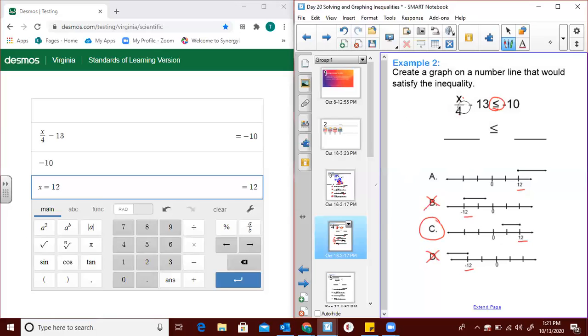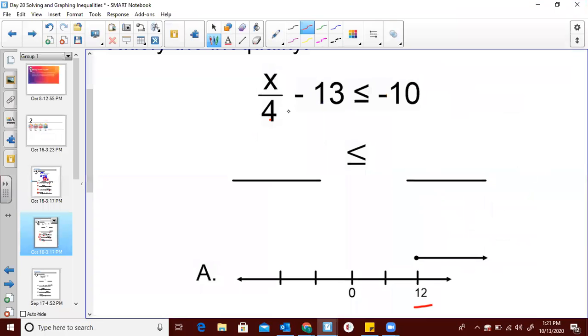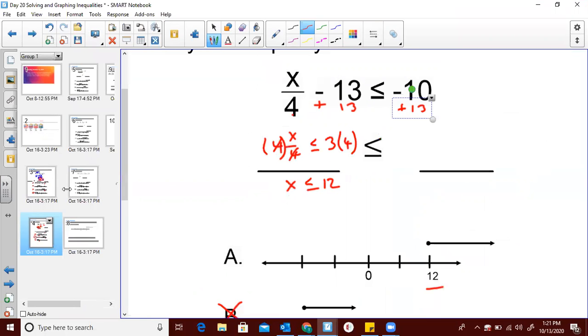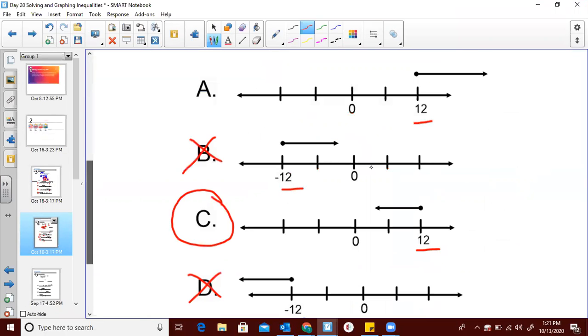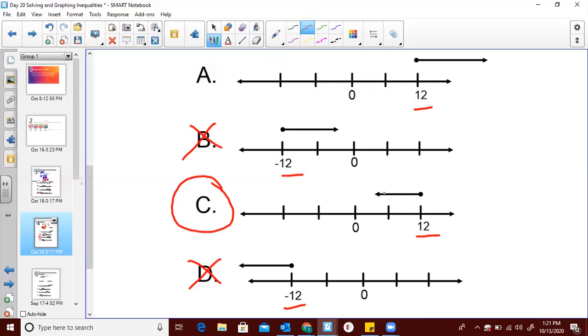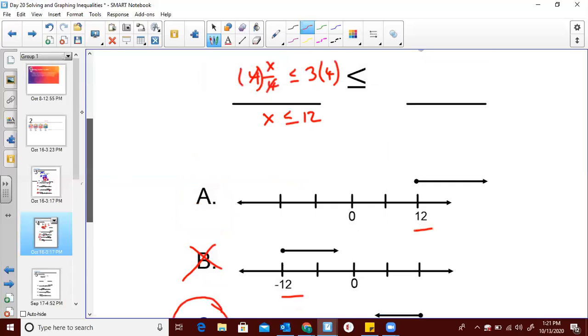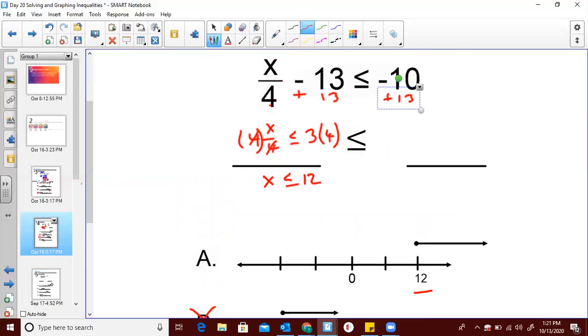And just in case you guys don't believe me, I will do this one real quick. So the first thing I need to do is add 13 to both sides. And you'll see here that I get x over 4 is less than or equal to 3. Then I multiply both sides by 4 because I'm dividing here. Those will cancel out, and I will get x is less than or equal to 12. And remember with our graph, x is going to be every number that is less than or equal to 12. So it works, and it's super fast.